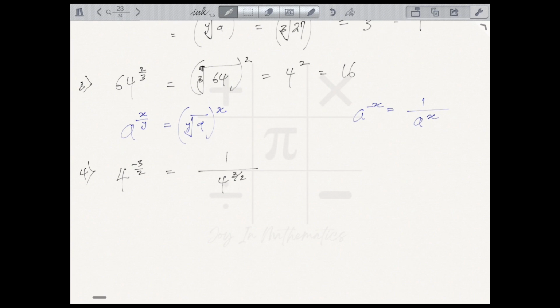So with that done, we can now apply the principle of fractional index to 4 raised to the power 3 over 2. Therefore we'll have this give us 1 over the root, in this case 2, that is the square root of 4 all raised to the power of 3, and the square root of 4 is 2, and 2 raised to the power of 3 is 8. So our answer will be 1 over 8.